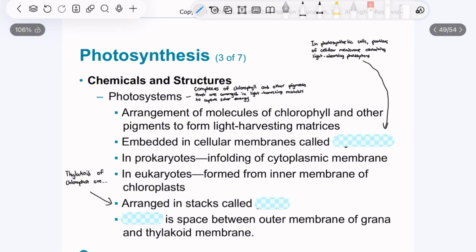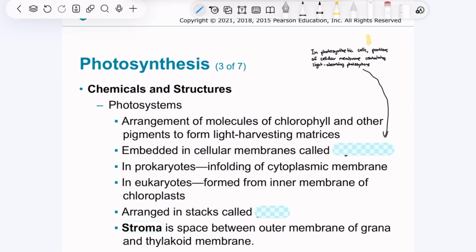So, photosystems. The photosystem is the arrangement of molecules of chlorophyll and other pigments to form light-harvesting matrices. It is embedded in a cellular membrane called the thylakoid. So in photosynthetic cells, the thylakoid is the portion of the cellular membrane containing the light-harvesting photosystems. In prokaryotes, thylakoids are found as infoldings of the cytoplasmic membrane.